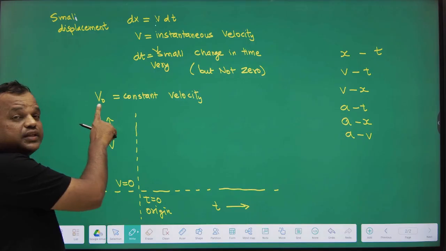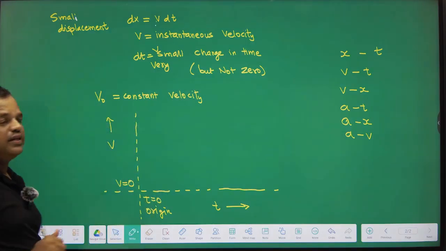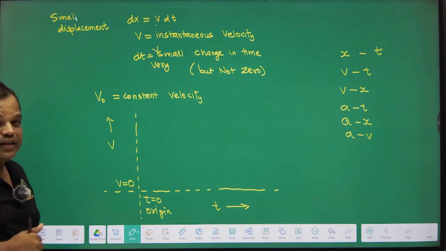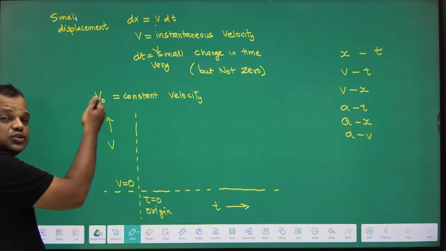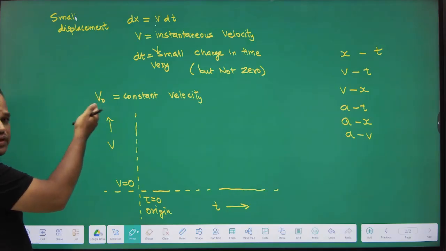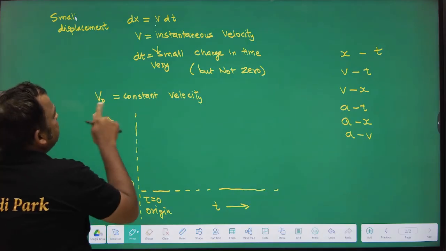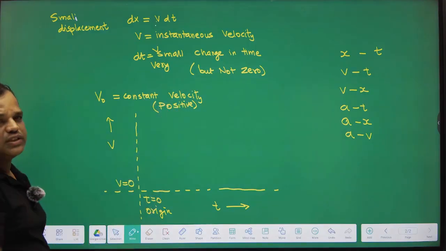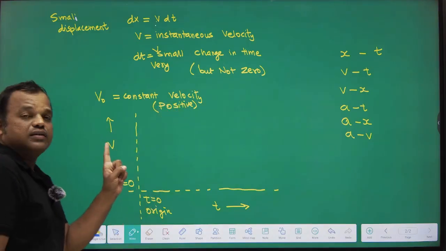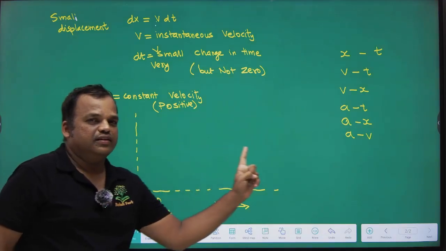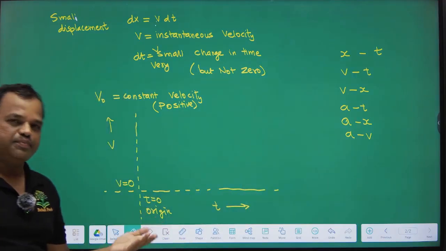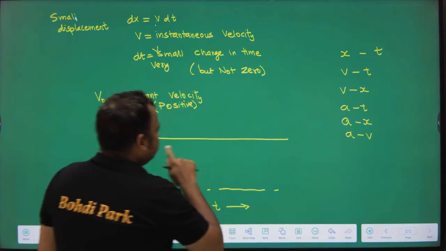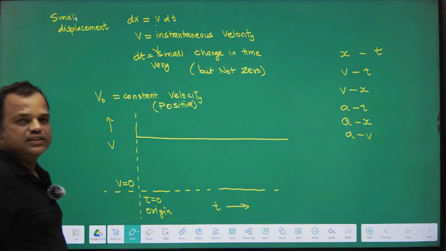But the given situation is that velocity is constant. It is v naught. It can be 1 meter per second, 2 meter per second. It can be negative also, minus 1, minus 2, minus 3 meter per second, or minus 1.5 meter per second. I am assuming it is positive. That means the car is moving rightward with constant speed. So the graph will be parallel to the time axis.